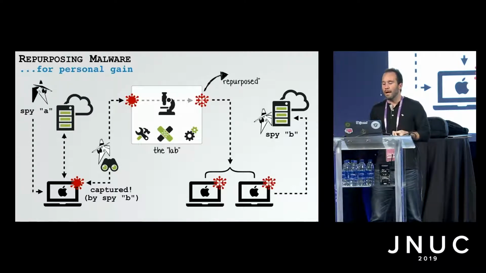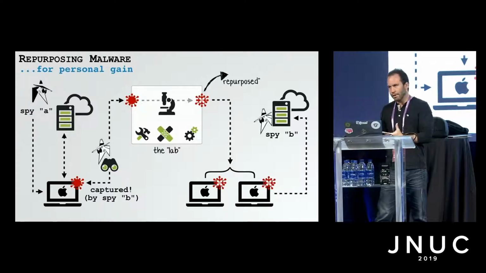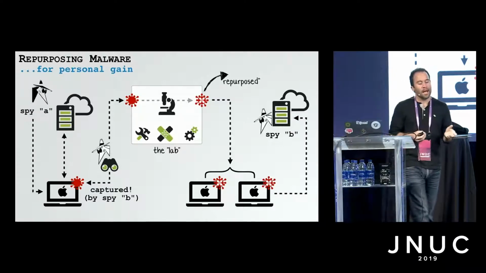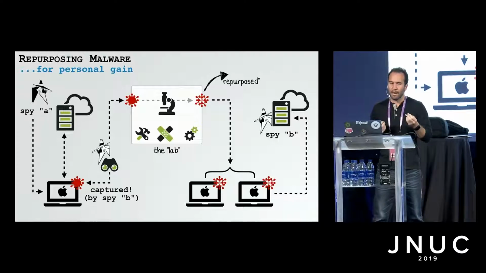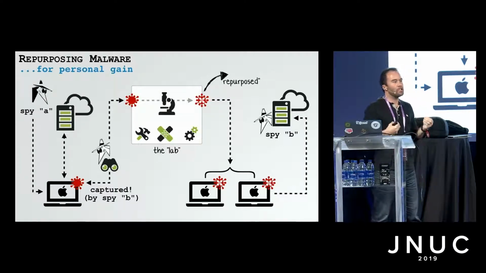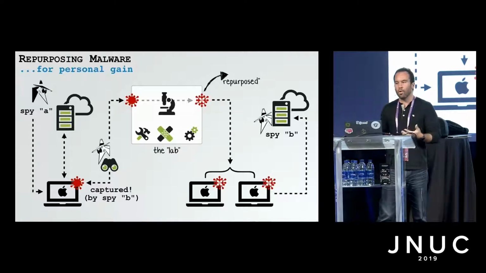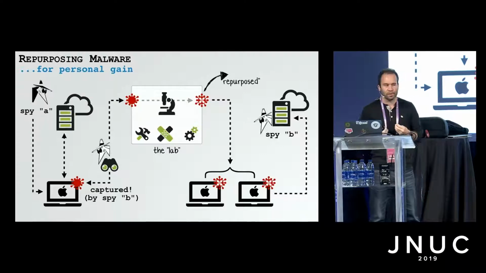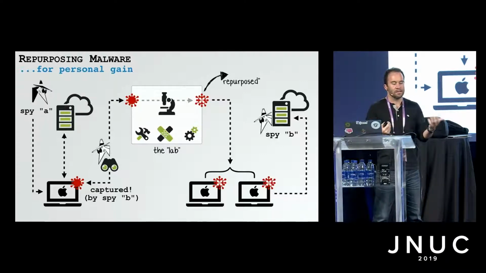So what do we mean by repurposing? Well, we'll get into this more in the rest of the presentation, but essentially you can think of it as reconfiguring the malware, often at the binary level. So as we can see on the slide, once Spy B has captured this malware, in her lab, she's going to reconfigure this so that when she redeploys it to her own systems, the malware will now connect back to her command and control server so that then she can task these new targets.